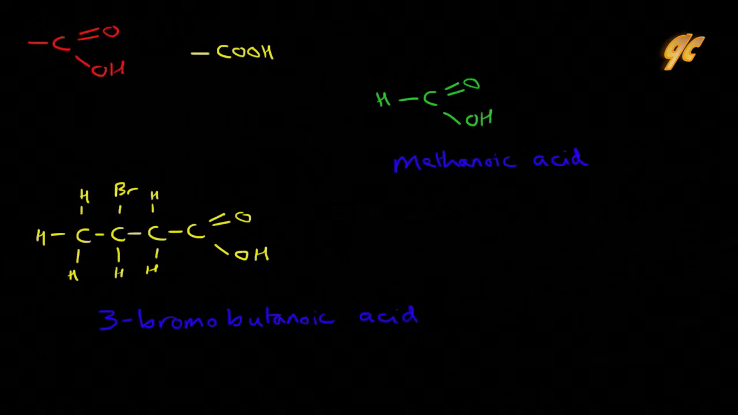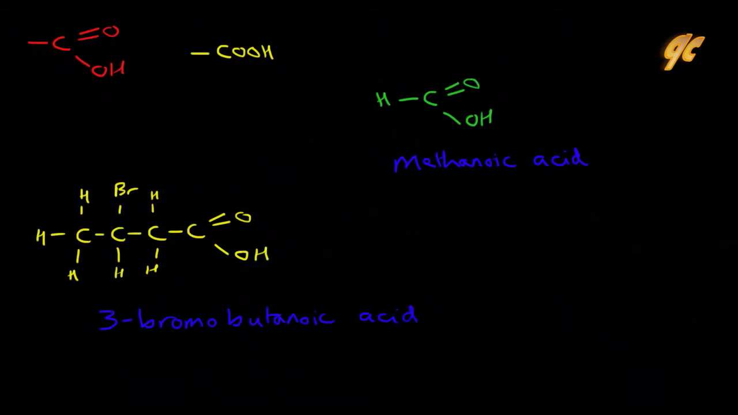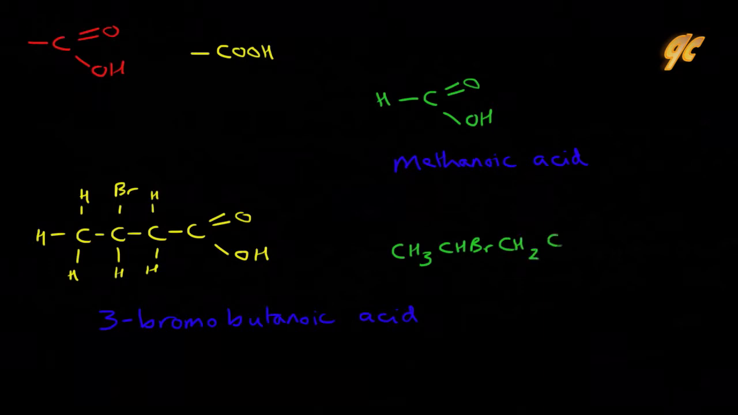If we were to write out a structural formula for 3-bromobutanoic acid, once again we take each carbon at a time: CH3, CHBr, CH2, COOH, and that would be the structural formula.